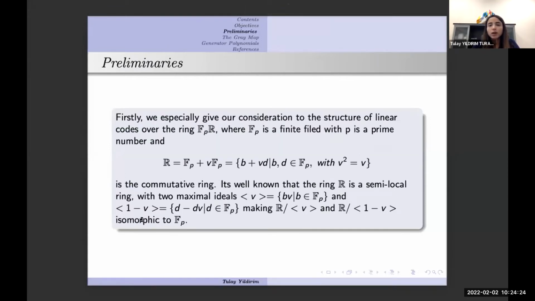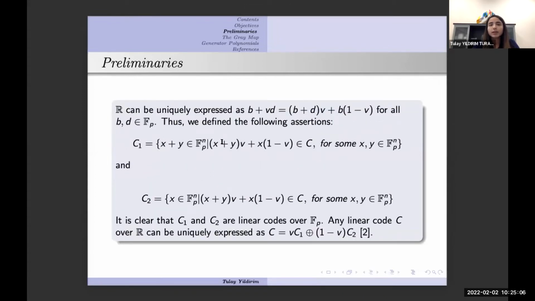First of all, let me introduce our rings. Here, we specially study over FpR. Here, Fp is a finite field with prime number p, and R means Fp plus vFp. Our elements are b plus vd, where b and d are elements of Fp with the property that v squared is v. This is a commutative ring, and we also know that it has two maximal ideals. That's why it's called a semi-local ring, with the ideals generated by v and 1 minus v, and both maximal ideals are isomorphic to Fp. By the unique expression, we can express elements of R in this form.